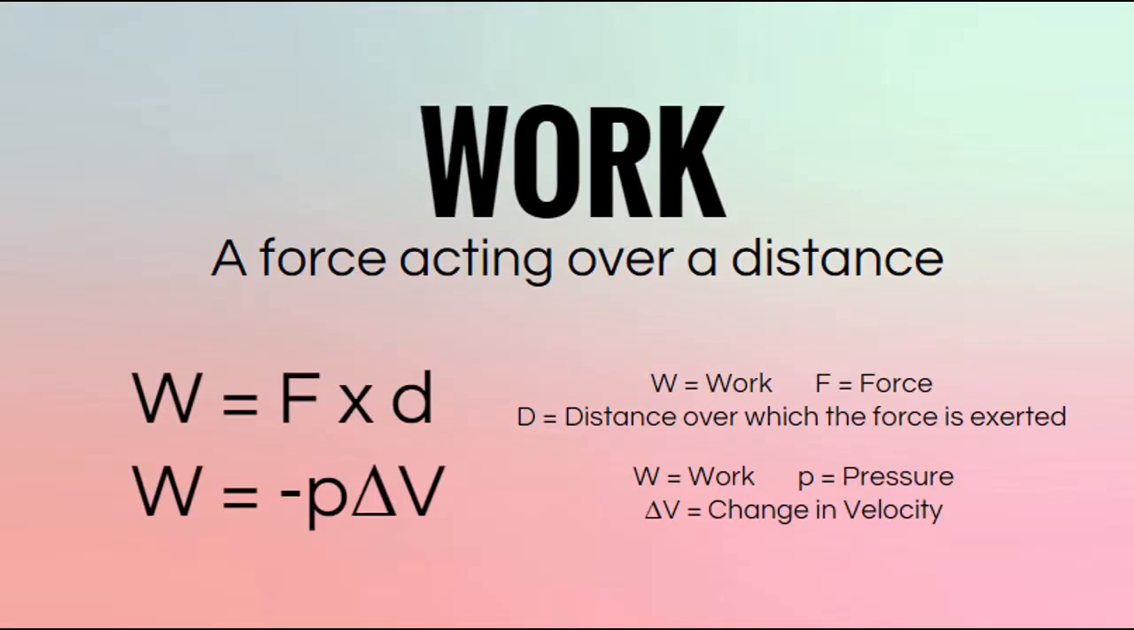Work is a force acting over a distance. The equation you use for work would be W equals F times D. In this case, W is equal to work, F is equal to force, and D is equal to distance over which the force is exerted. The other equation you can use is W equals negative P delta V. W stands for work, P stands for pressure, and delta V stands for change in volume.